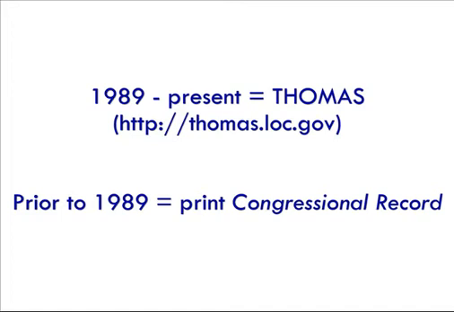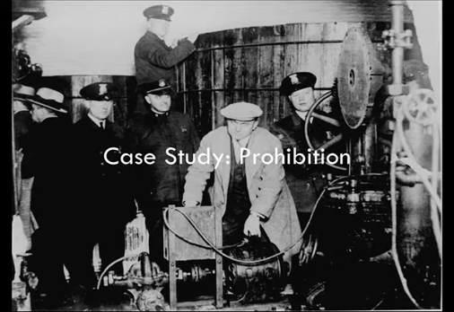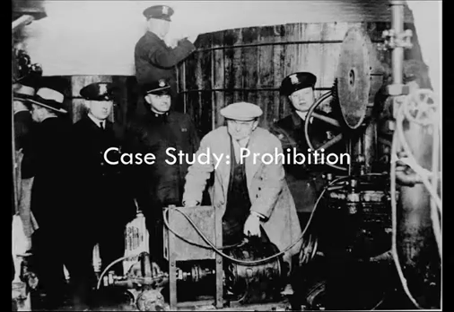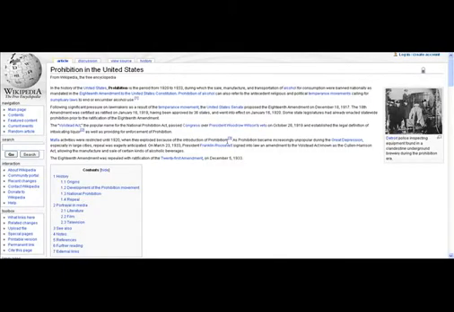For older materials, you will need to use the print version of the Congressional Record to create the legislative history of a bill. In this example, let's use a famous law like the National Prohibition Bill to demonstrate the process for tracking an historic bill. Again, it's helpful to know the date of the bill and related background information before getting started.